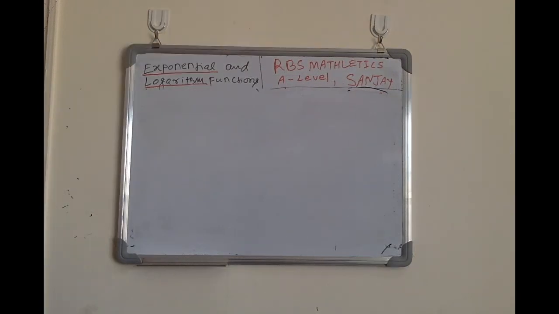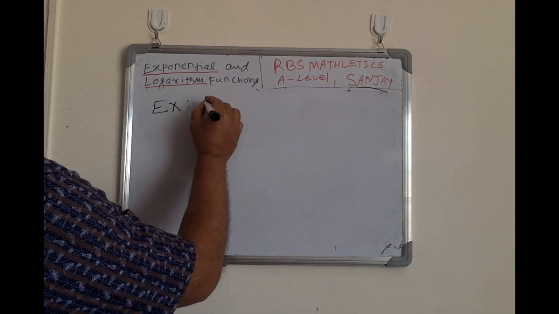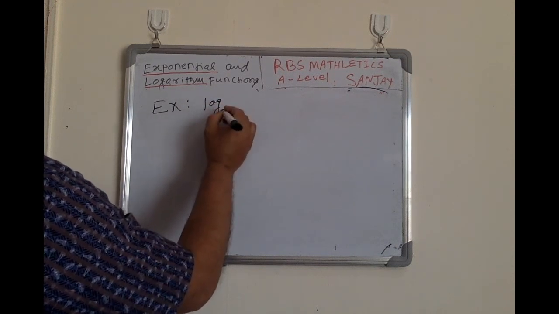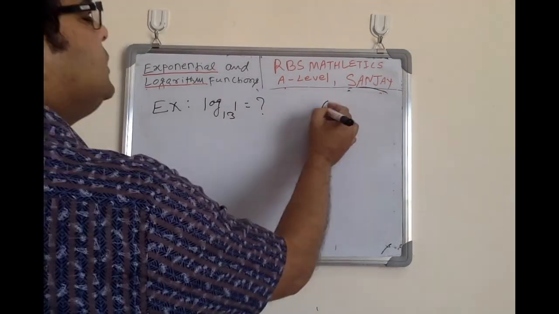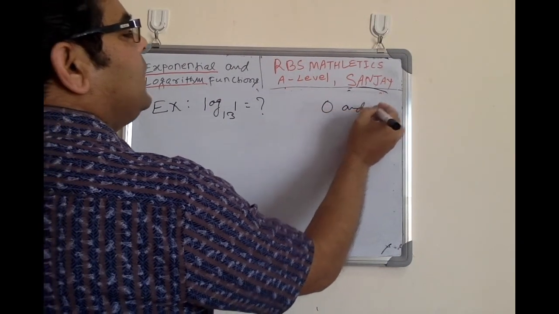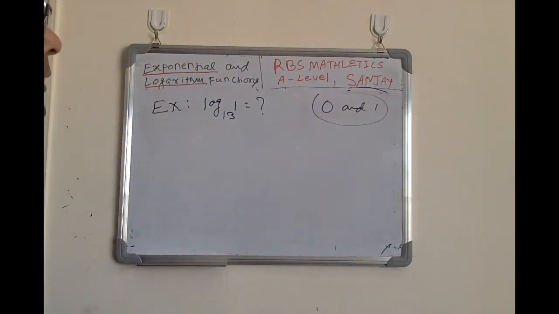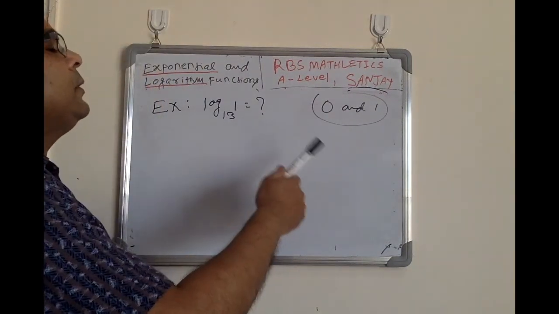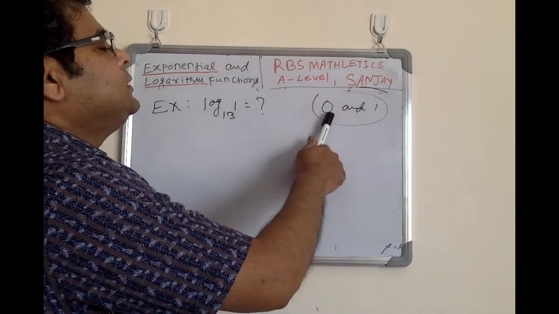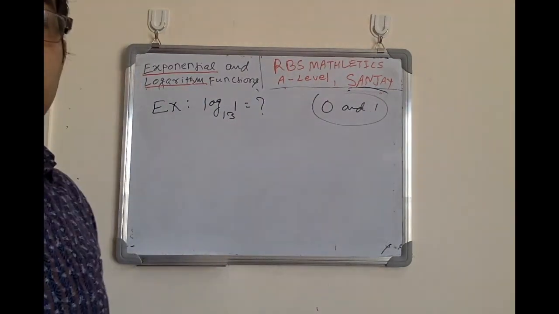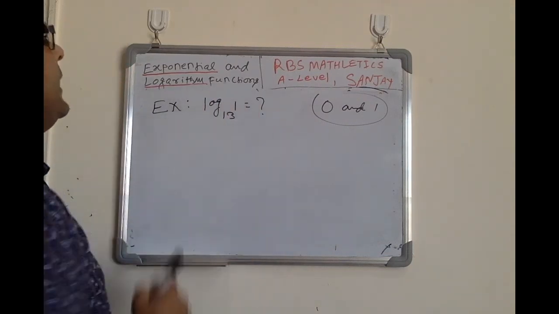Now let's see another example where you are going to find log for any base. I will say 13 for example, and 1 equals what? So 0 and 1 are very important numbers. Why are they so important? Because most of the time we are going to use 0 and 1 frequently throughout your problem solving. In that case, let's see how to evaluate this.